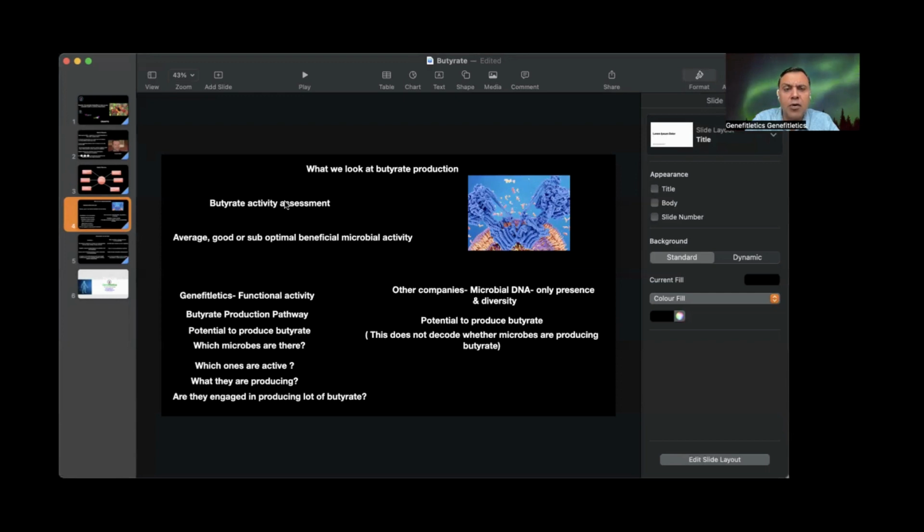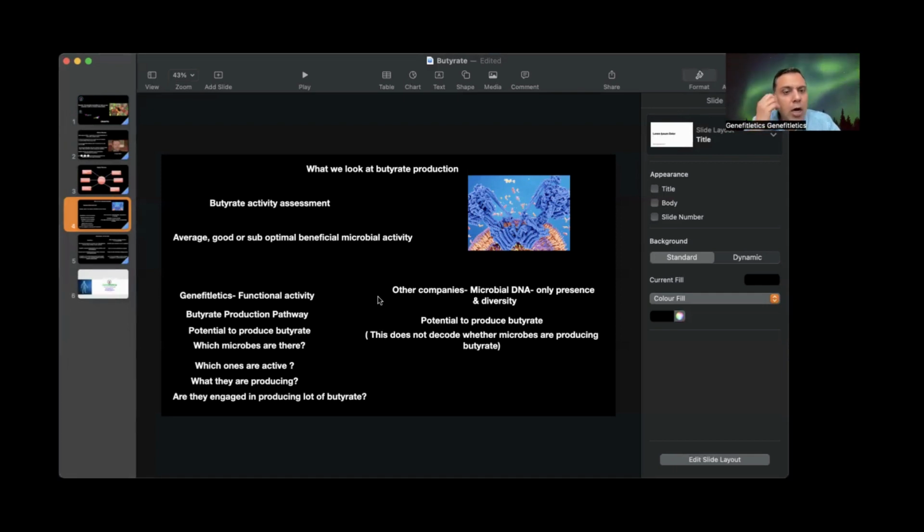So when we talk of butyrate, a lot of companies in India focus on microbial DNA, telling you which bacteria are present, or the alpha and beta diversity. That's what most of these companies do at their core. They tell you the potential to produce butyrate, whether you have a bacteria which can produce butyrate. They do not decode whether it is actually producing butyrate or not. So this is how we differentiate ourselves.